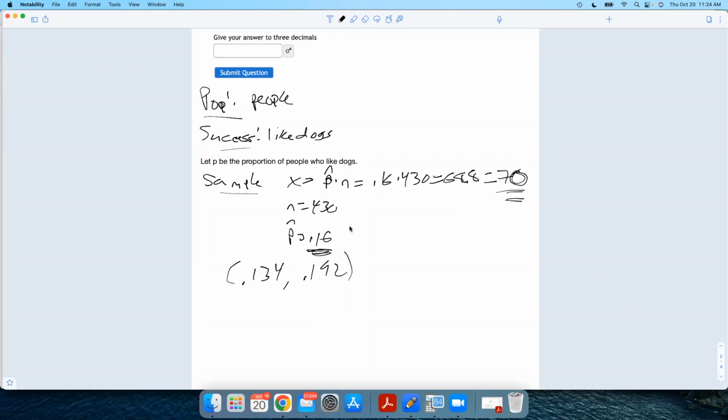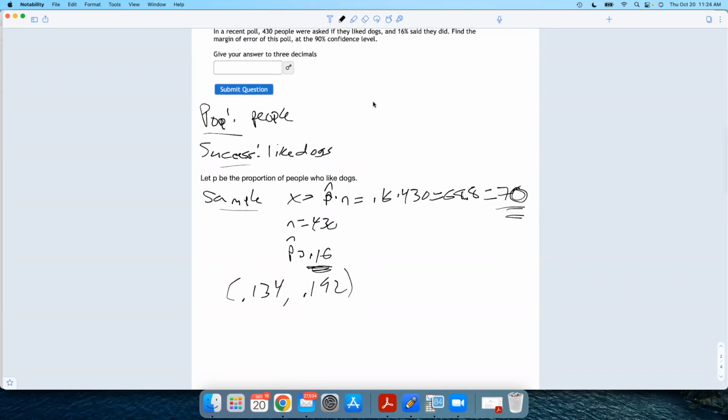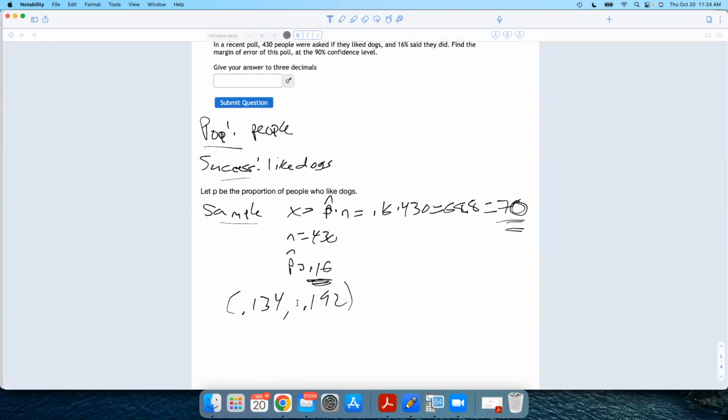Okay, there's my interval. That's literally the entire problem, or at least that's all the math. Now I've got to do the hard part and interpret that. What does that mean?